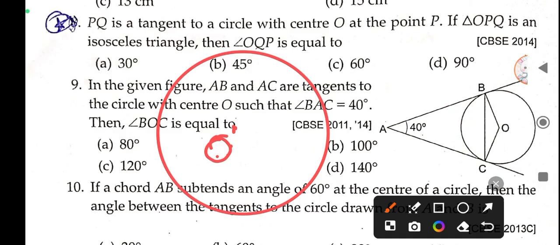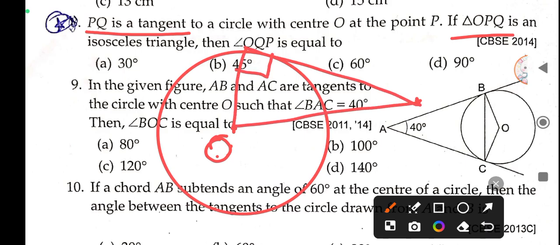Let's understand the question clearly. PQ is a tangent. Tangent name is PQ. So firstly we have to understand which point is outside. This is the circle with center O, and at the point P, in triangle OPQ, this point will be P and this point will be Q. So PQ is a tangent.